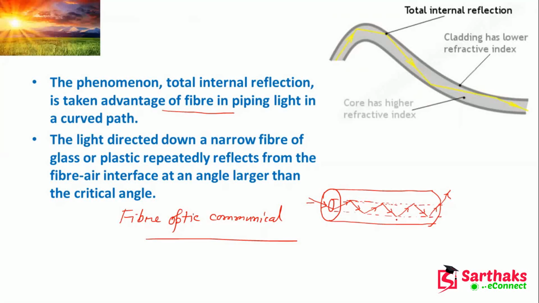The light directed down a narrow fiber of glass or plastic repeatedly reflects from the fiber walls at an angle larger than the critical angle. So this is optical fiber communication, this is the optical fiber, and this is one type of cable for optical communication.